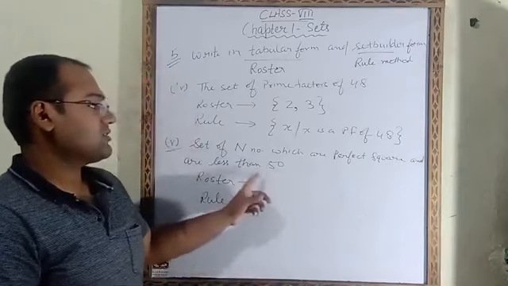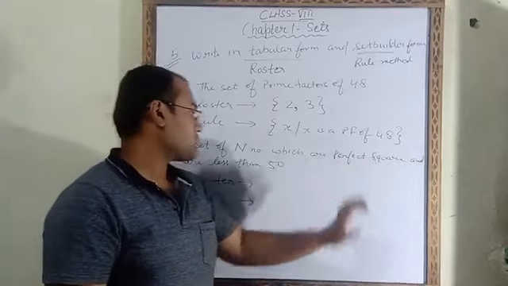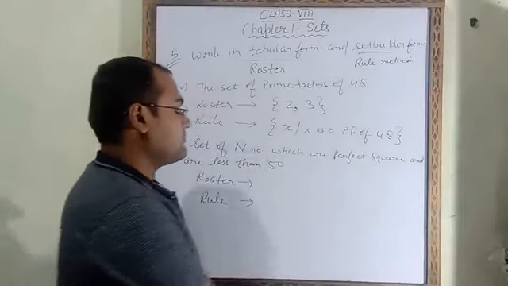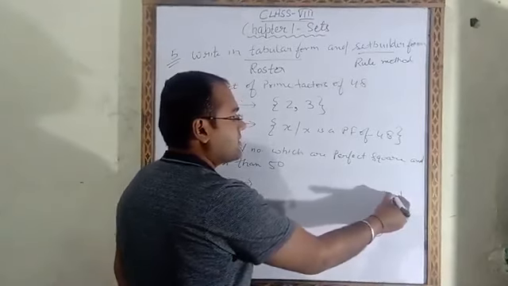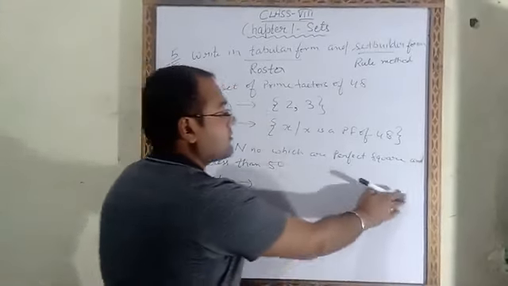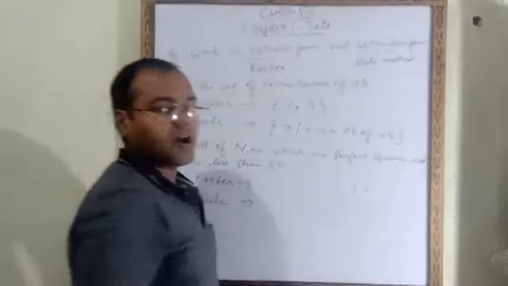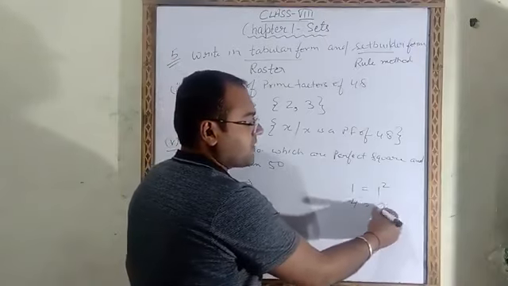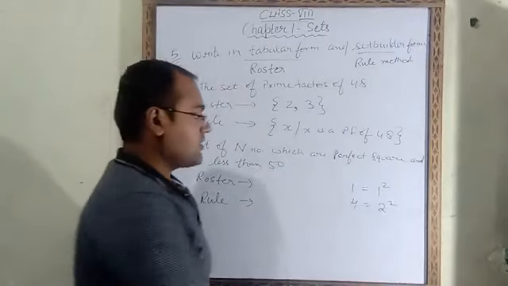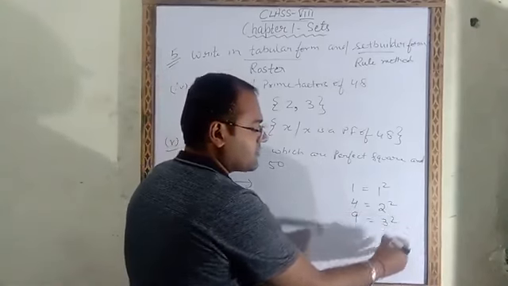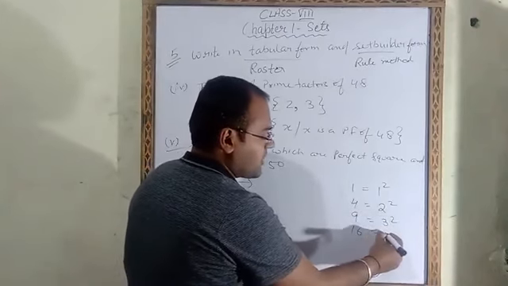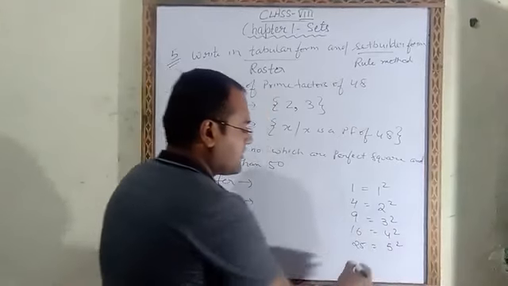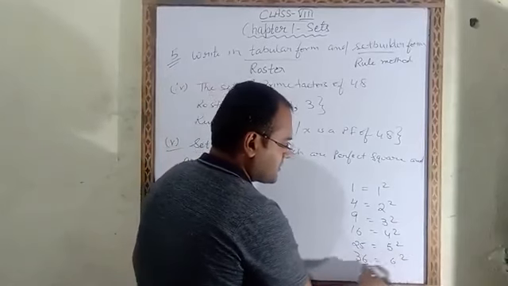So what is he asking in this question? He is asking we have to write the perfect squares which are less than 50. What is the meaning of this perfect square? Let's see here. 1 is the perfect square of 1. 4 is the perfect square of 2. 9 is the perfect square of 3. 16 is the perfect square of 4. 25 is the perfect square of 5. 36, 49.